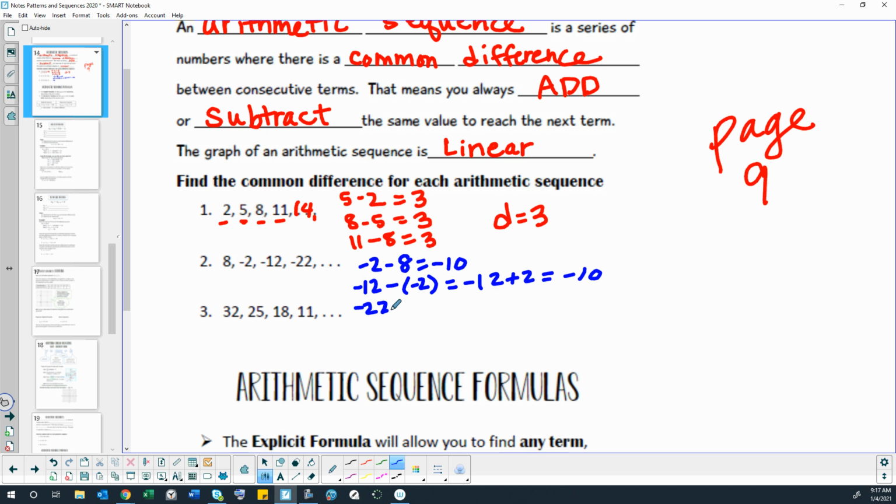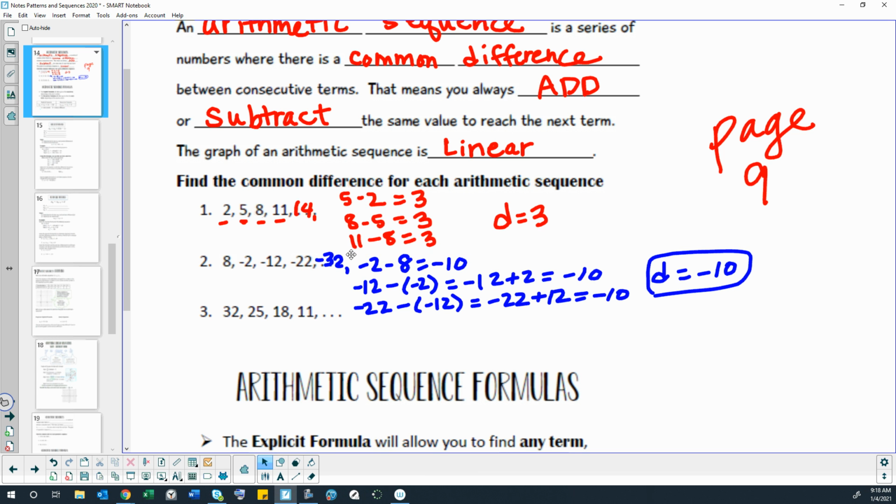Negative 22 subtract negative 12 is the same thing as negative 22 plus 12, which is also negative 10. What's our common difference? Negative 10. So it's adding a negative 10 each time, or subtracting 10 each time. So what would the next number be in our sequence? Negative 32, and then negative 42, and then negative 52, etc. Correct?